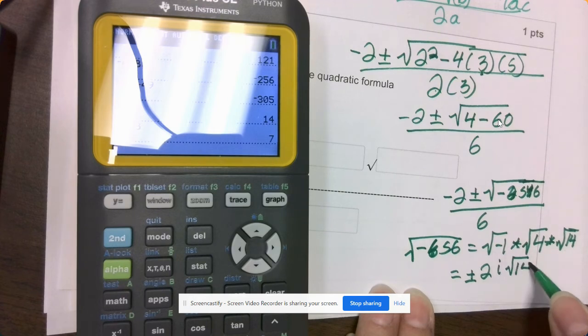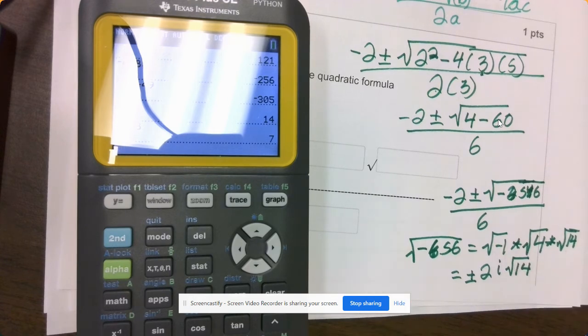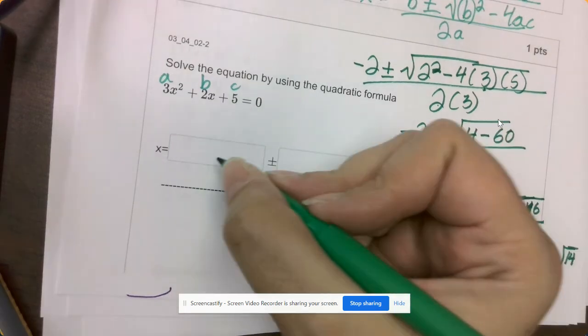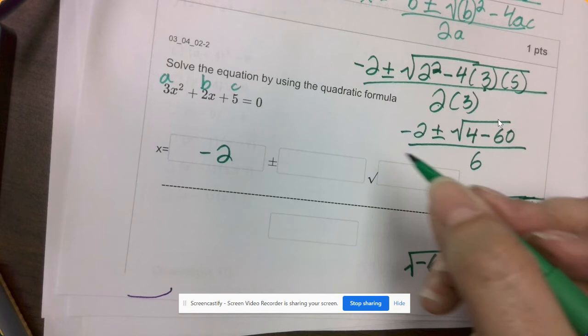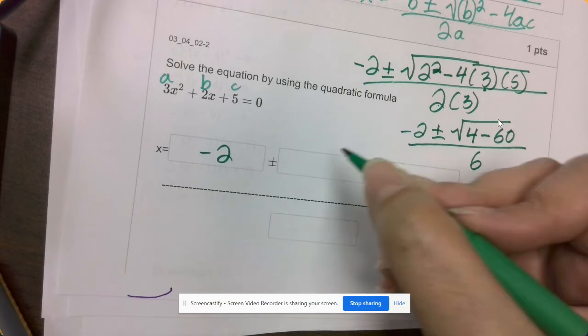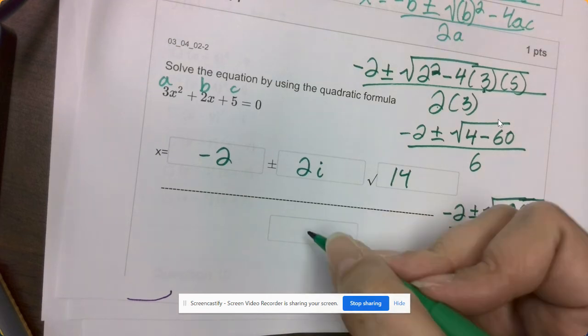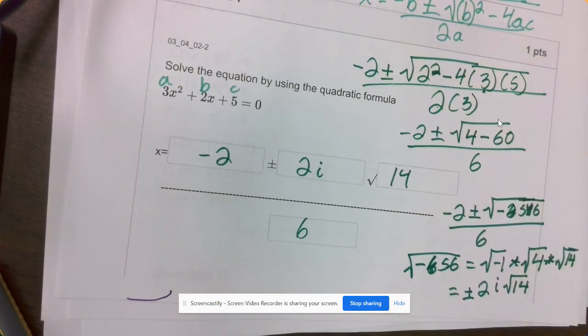Okay. Whew. Okay, so now we can plug all this back in. So we're going to have negative 2 plus or minus 2i square root of 14, all over 6. Okay, so that's what we're putting in, everybody.